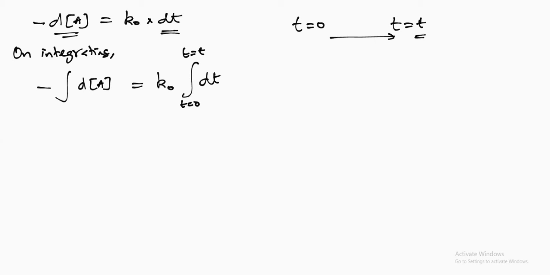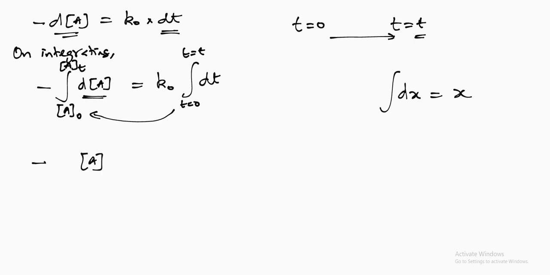When time is 0, the concentration of the reactant is A naught. Am I right? At time t, the concentration of A is AT. A naught is the initial concentration, and AT is the concentration at a time t. You know very well the integral of dx is x. Here instead of dx I have dA, so the integration of dA is A, and I'll keep this minus sign as such. We have two limits here. The upper limit is AT and the lower limit is A naught.